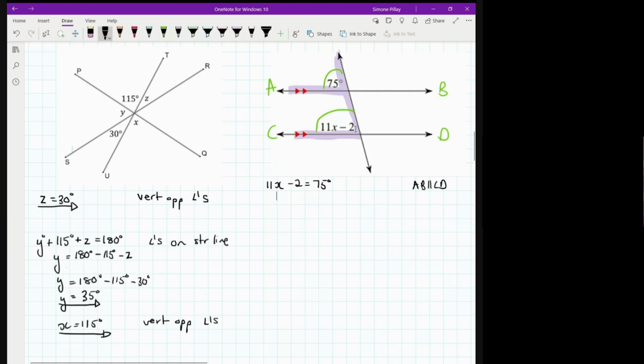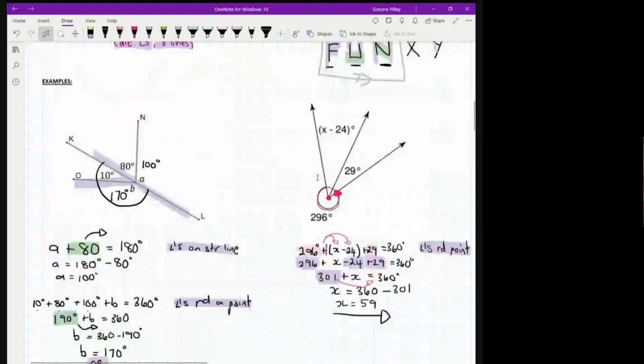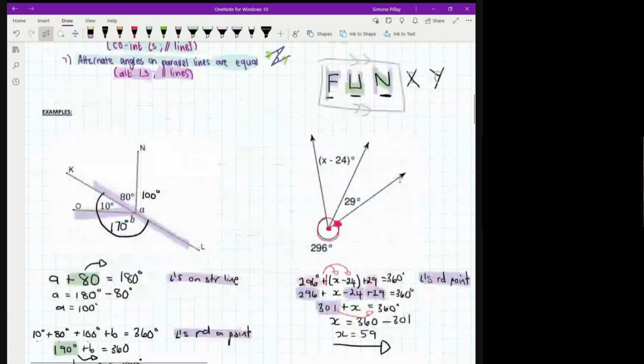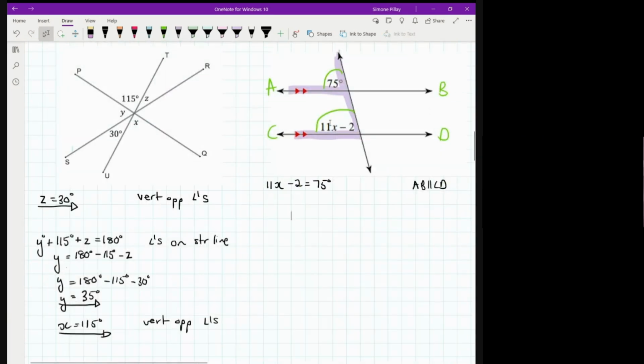Well, we see an F and we identified our angles that are relevant in our F, and we go back to our tools and we look, what about these angles in an F? The rule is that those angles are equal. And so that is why we said this angle, which is 11x minus 2, must be equal to the other angle, which was 75. And that is how we got this equation. Uma, reason? Corresponding angles.